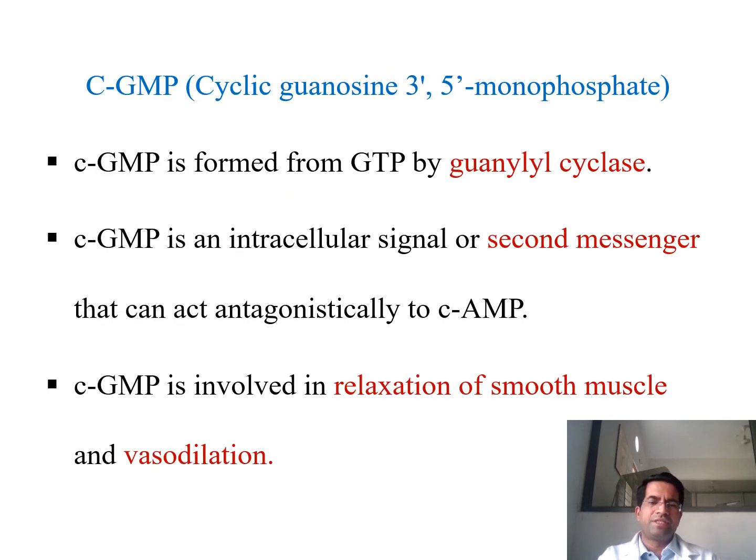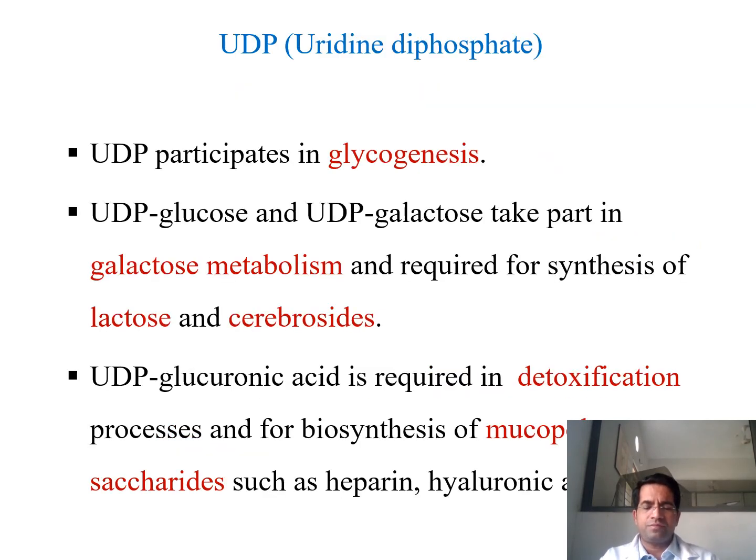After this, cyclic GMP. Like cyclic AMP, cyclic GMP is also a second messenger, and cyclic GMP is formed from GTP by the guanyl cyclase enzyme. Cyclic GMP is involved in the relaxation of smooth muscles and vasodilatation.